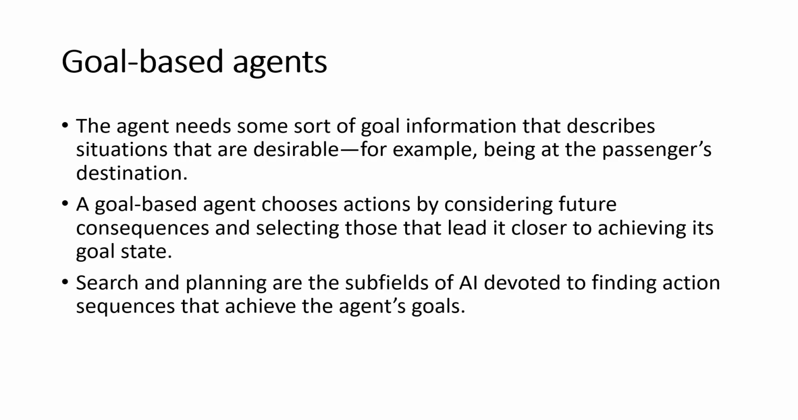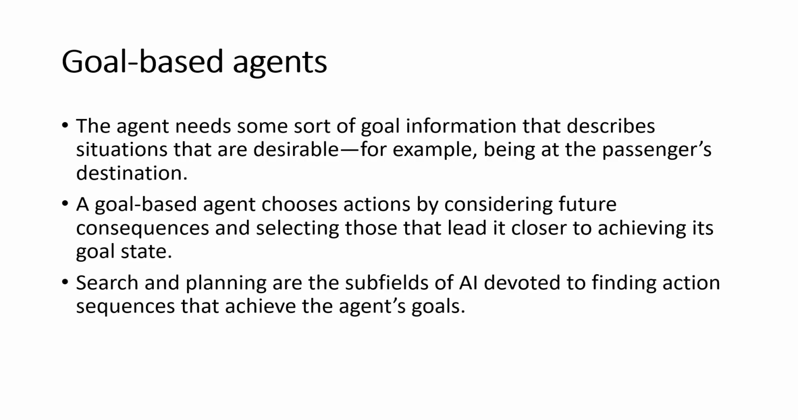Next agent program is goal-based agents. So the agent needs some sort of goal information that describes situations that are desirable. For example, being at the passenger's destination. So we will see the example. How do you decide your route when you are going to college? You first think about where you want to reach. You choose actions that move you closer to that goal. That is exactly how a goal-based agent works.